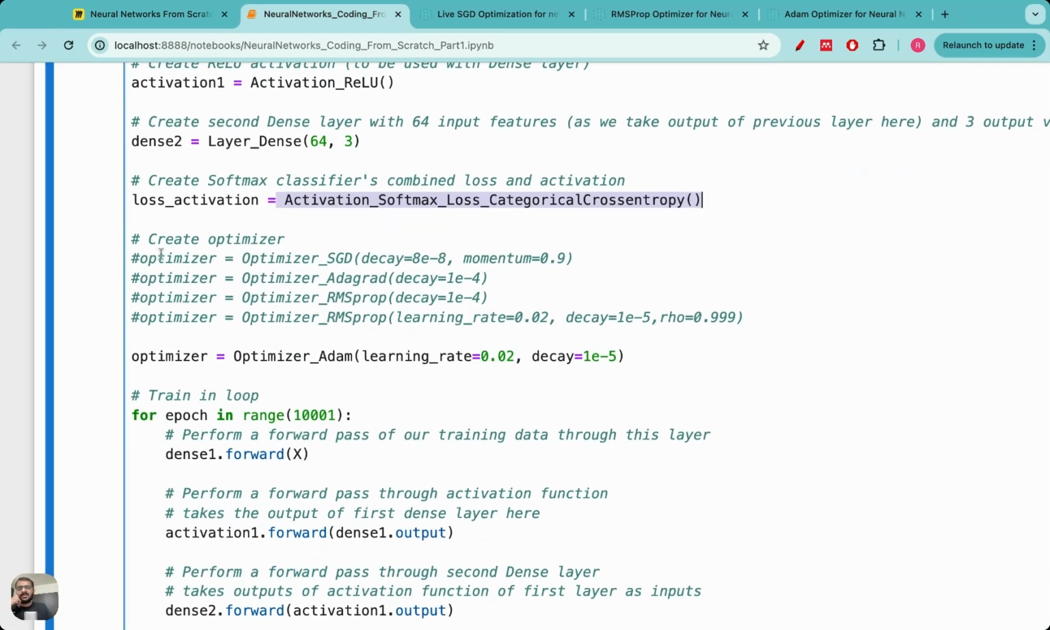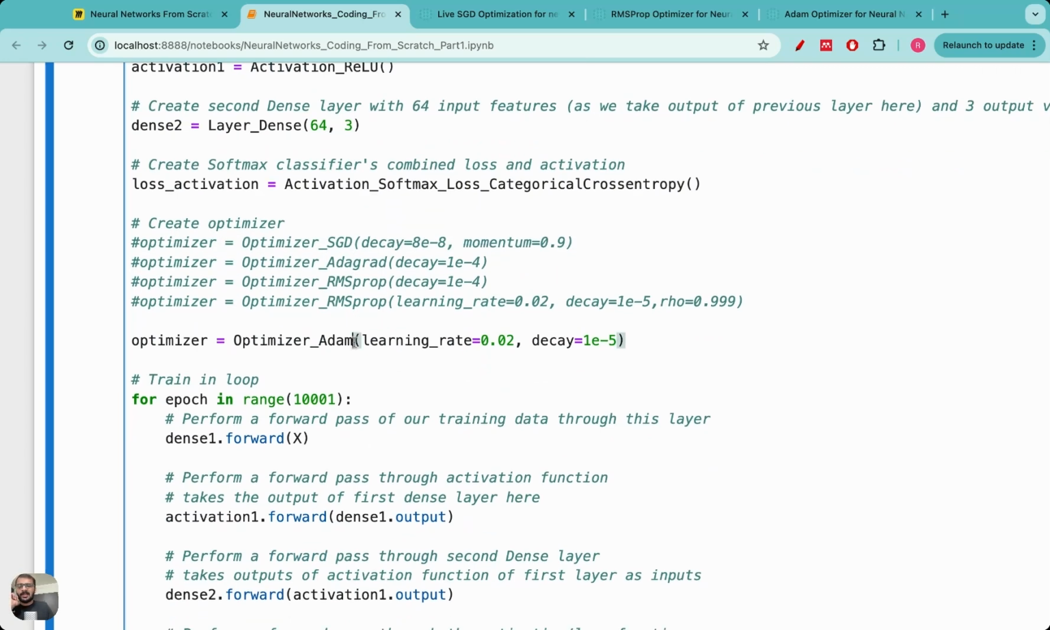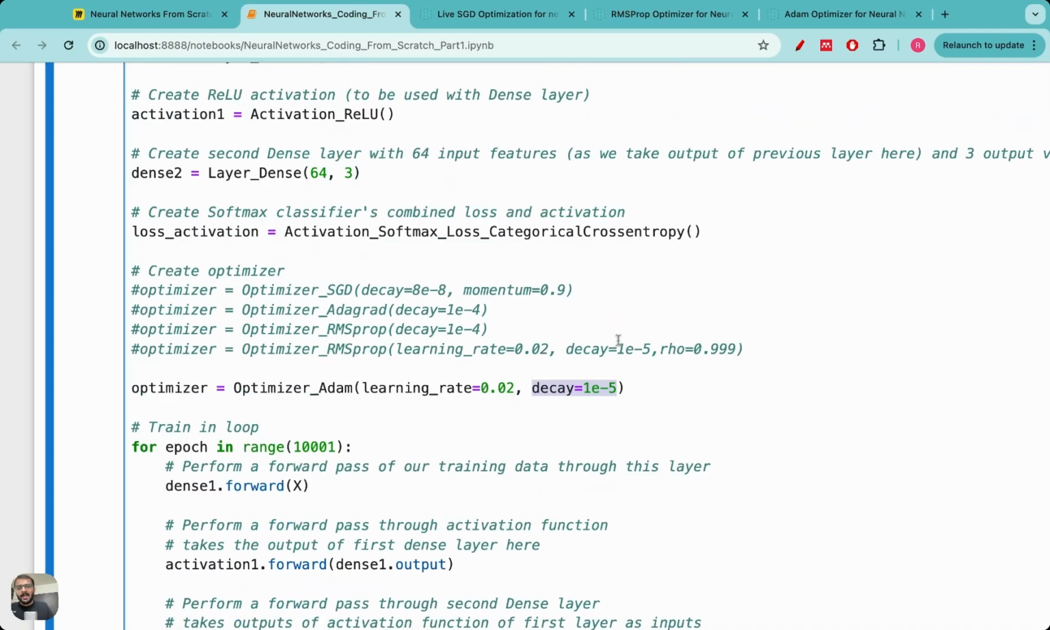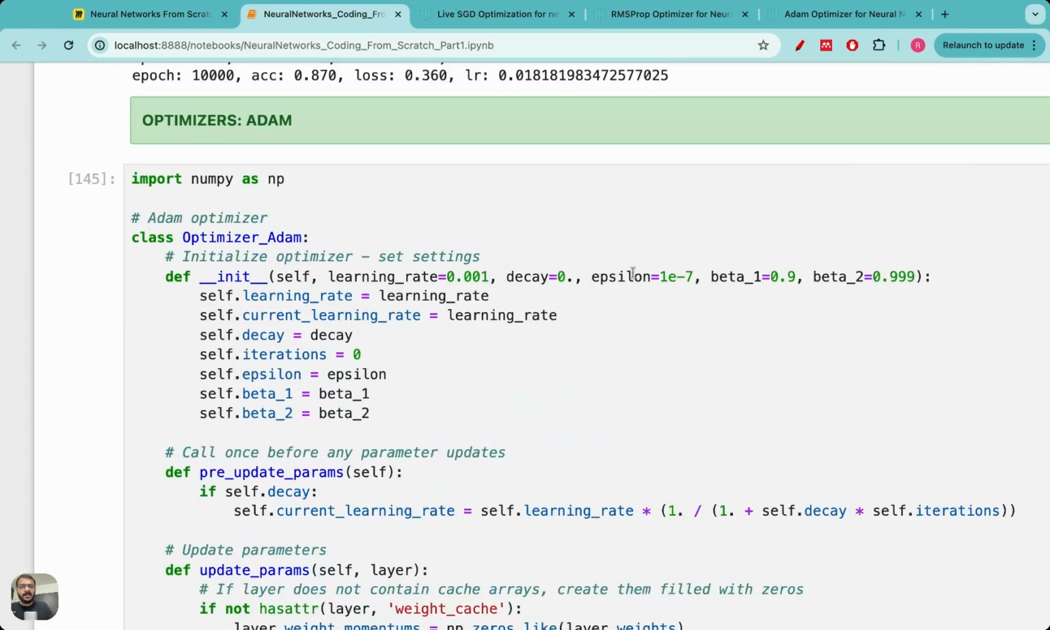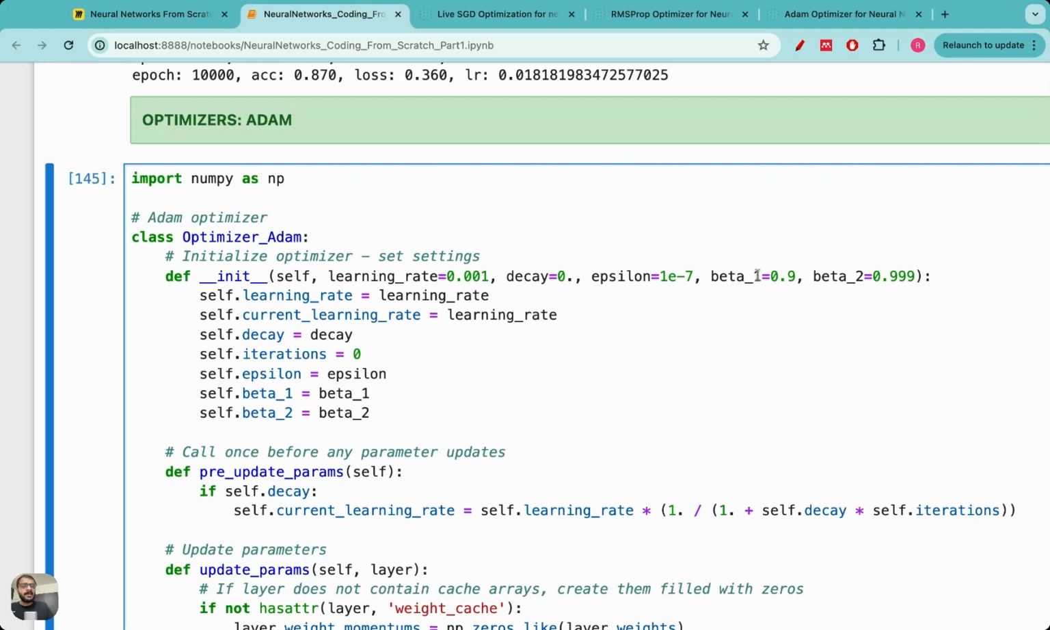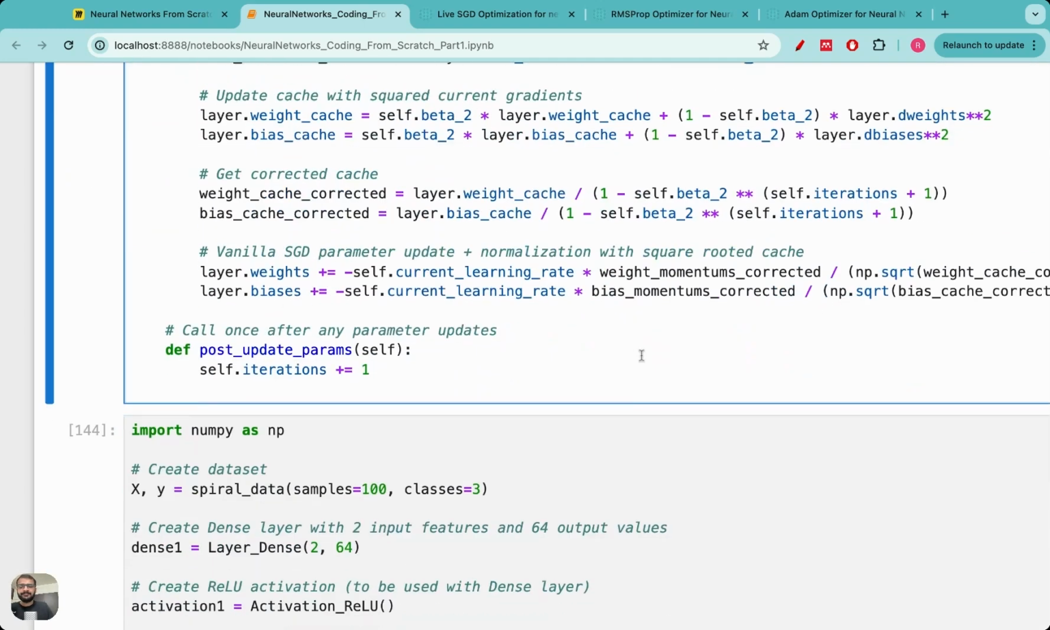In the previous lectures, we have tested with SGD, ADAGRAD and RMSProp. In today's lecture, we are going to be using ADAM, and the learning rate, which is the alpha naught, is 0.02, and the decay rate we are going to use is 10 raised to minus 5. All other parameters have already been predefined here, such as epsilon, beta 1, which is 0.9, and beta 2, which is 0.999.